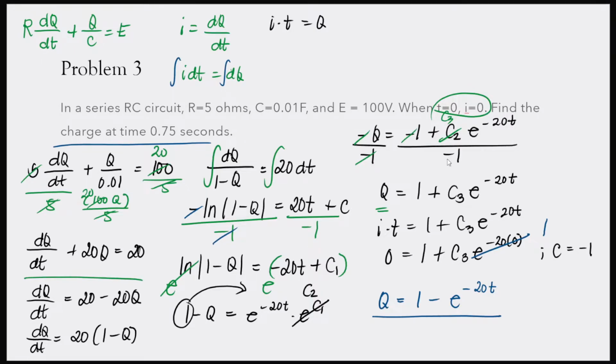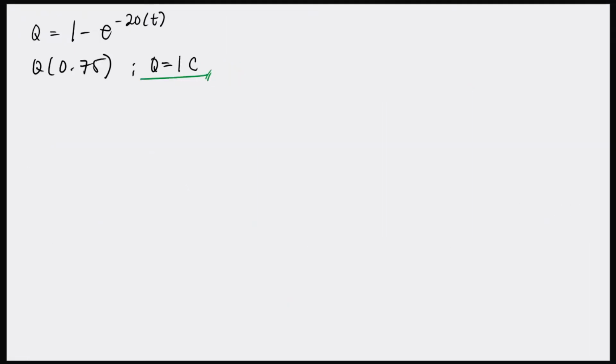So, we have dq over dt plus 20q is equal to 20. Tama ba? So, we have our P of t is 20, and our Q of t is 20 as well.